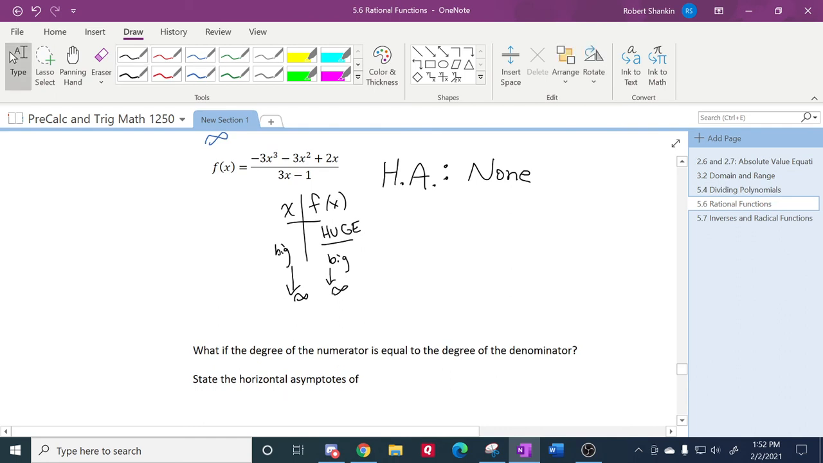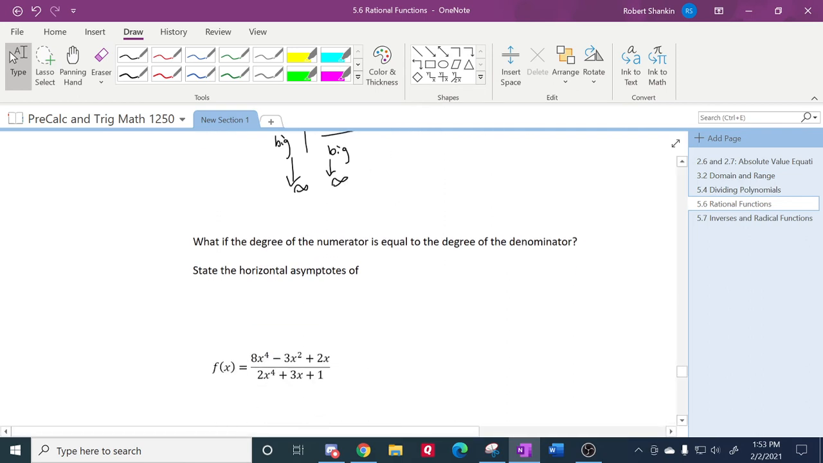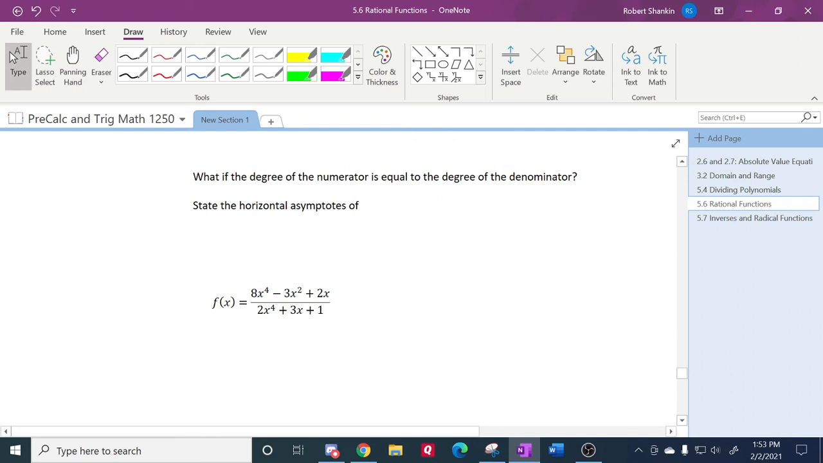All right, and there's one other case. What if the degree of the numerator is equal to the degree of the denominator? We've seen that if the denominator is larger, then the horizontal asymptote is y equals 0. If the numerator is larger, then there is no horizontal asymptote. But if they're equal, state the horizontal asymptote of this one.